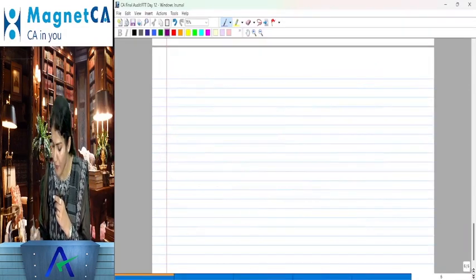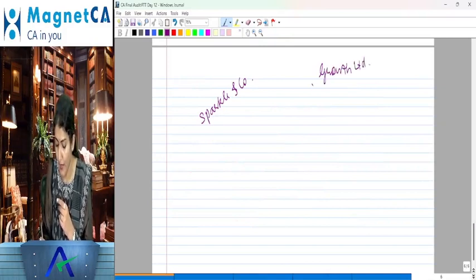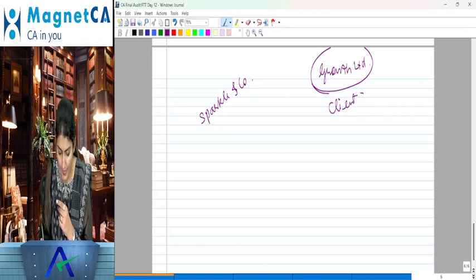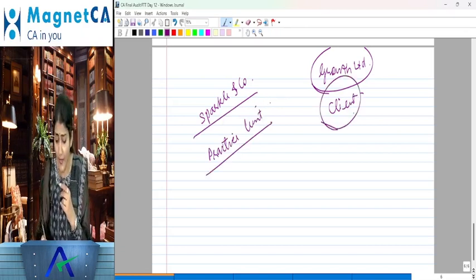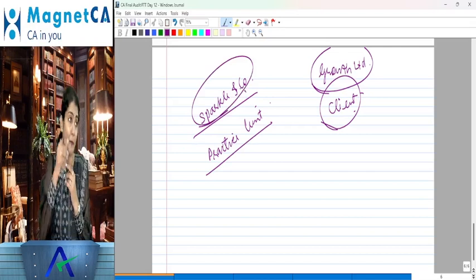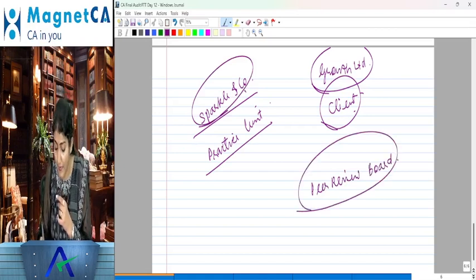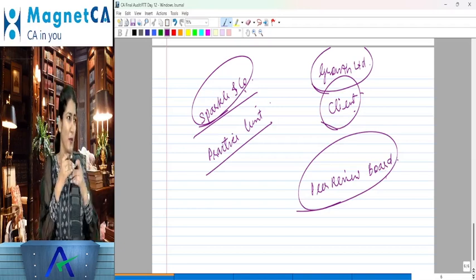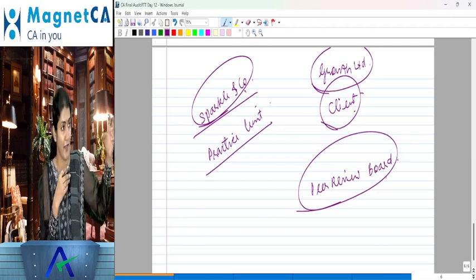Okay, right. So now say Sparkle and Company is doing the audit of Growth Limited. So Growth Limited is the client and Sparkle and Company is the practice unit. That is the CA firm, no? That is the auditor who is doing the audit. And the client is not happy with the work done by Sparkle and Company. Can the client request the peer review board that, you know, the CA firm who is doing our audit, please get a peer review of that CA firm done?